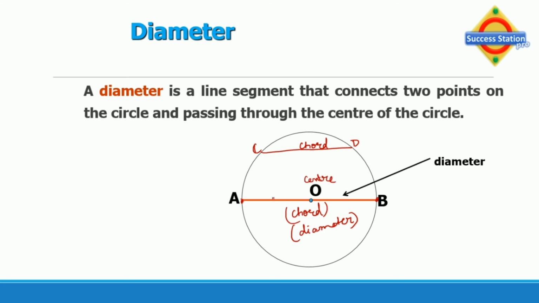So OA will be what? Radius. And OB will be what? Radius. So R plus R equals 2R. So the length of the diameter chord is 2R, 2 times the radius, right? So diameter is the longest chord in the circle. No chord in the circle can be longer than the diameter. Clear?